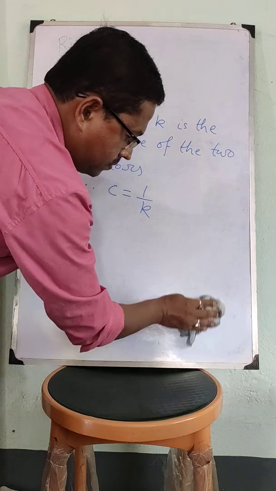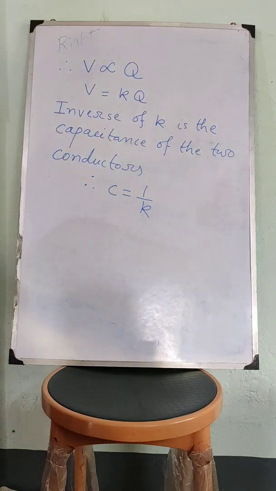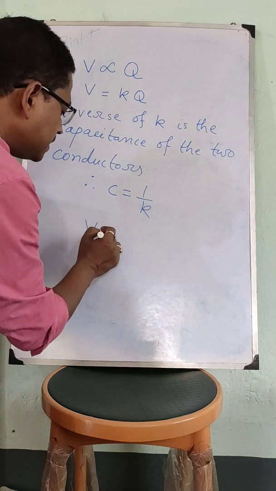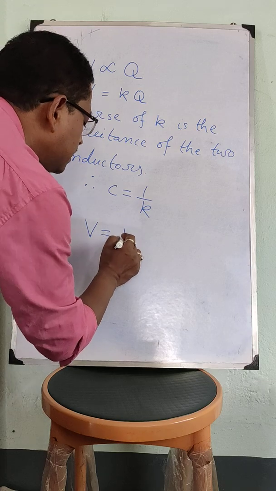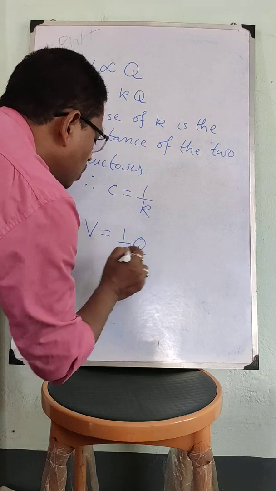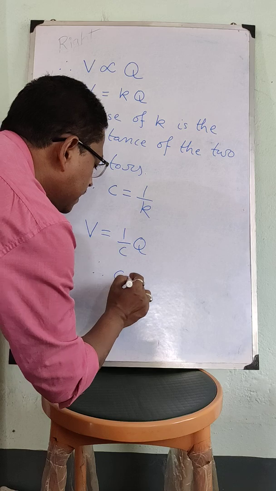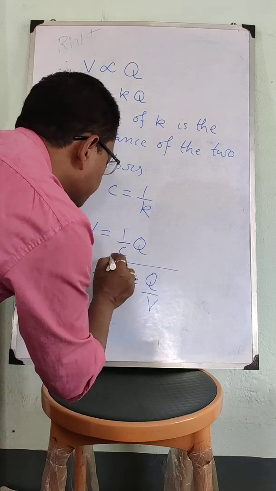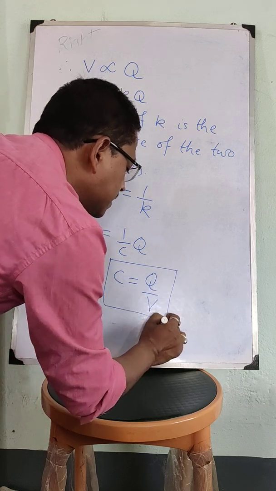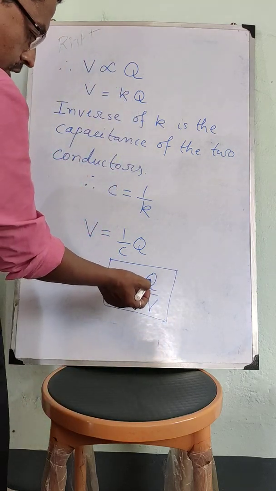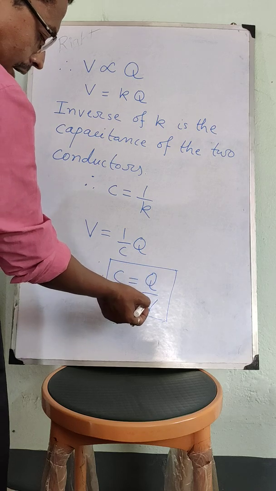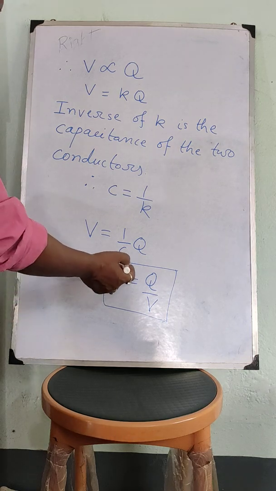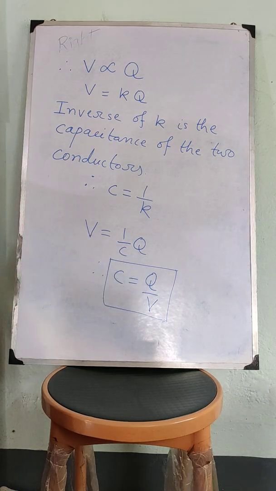Okay, now I can write V is equal to 1 by C into Q. So therefore, C is equal to Q by V. That is, the capacitance of the two conductors is the ratio of the charge on a conductor divided by the potential difference between the two conductors. Okay, so this is the meaning of capacitance.